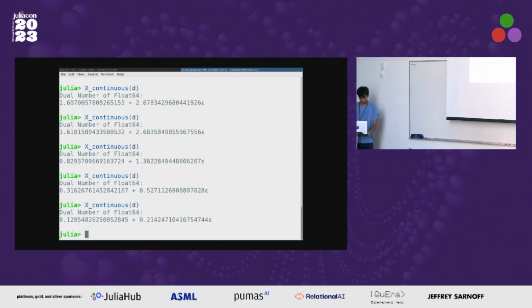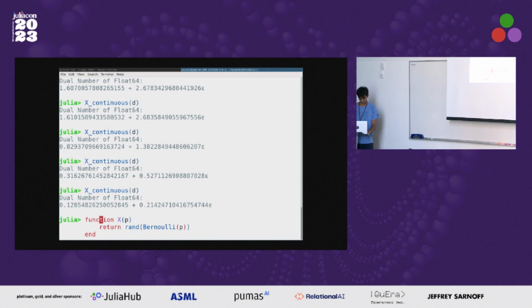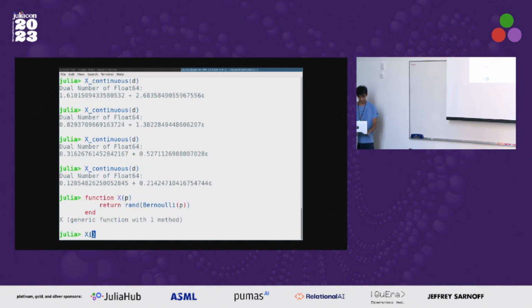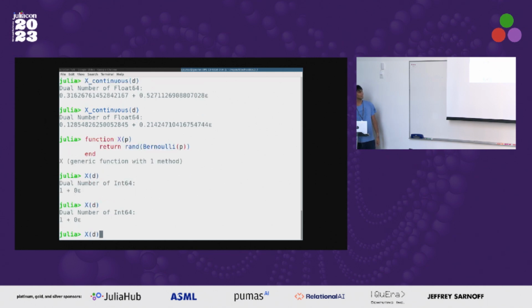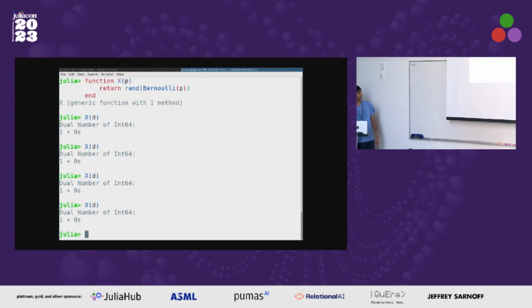Okay. But now the obvious question is, if I think about a function like this, what's going to happen if I plop my dual number into here? Are there any guesses? 0 epsilon. 0 epsilon, that's a good guess. And also, it's always 0 epsilon. So if our goal was to differentiate the expectation, then we're in a bit of trouble here.